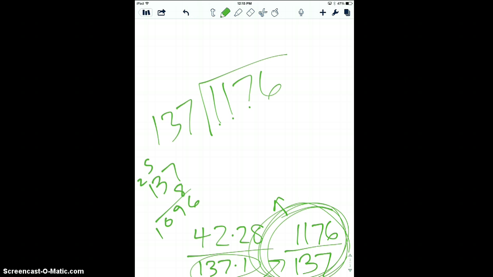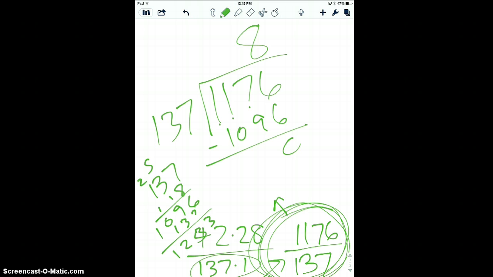1,096. Could I add another 137 to that? Nope, too much. So it's going to be 8 times 137, 1,096. Subtract, and I'm almost done, and I'm getting excited. And so is my little guy Ari. 17 minus 9 is going to be 8. And there it is. I have my final answer.